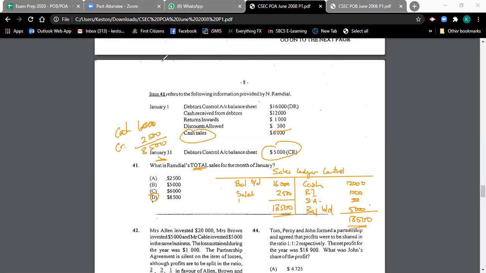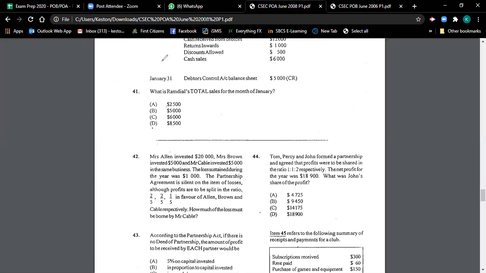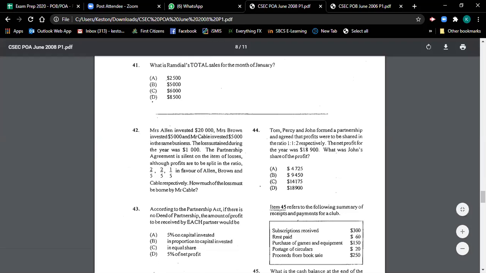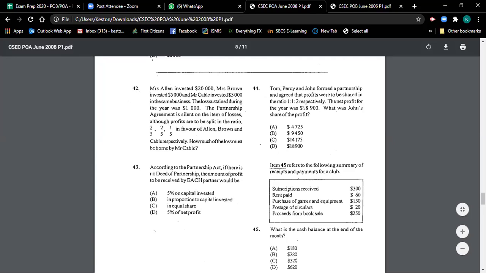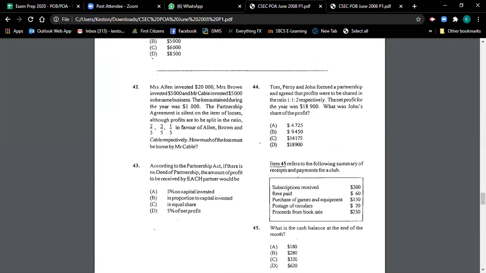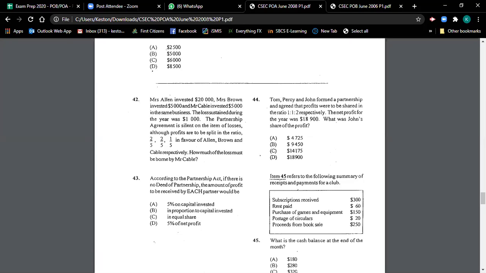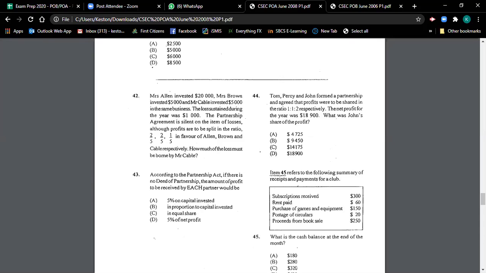42. Mrs. Allen invested 20,000, Mrs. Brown 5, Cable 5. The firm lost $1,000. They're sharing profits in 2 to 2 to 1, and they want to know how much loss Cable must bear. 1/5 of 1,200. Yeah, very good. Hey, Shania. Yeah, that's correct, Ariana.